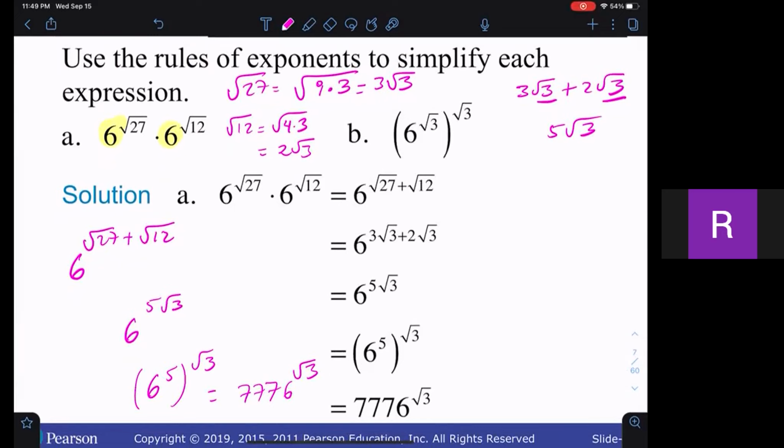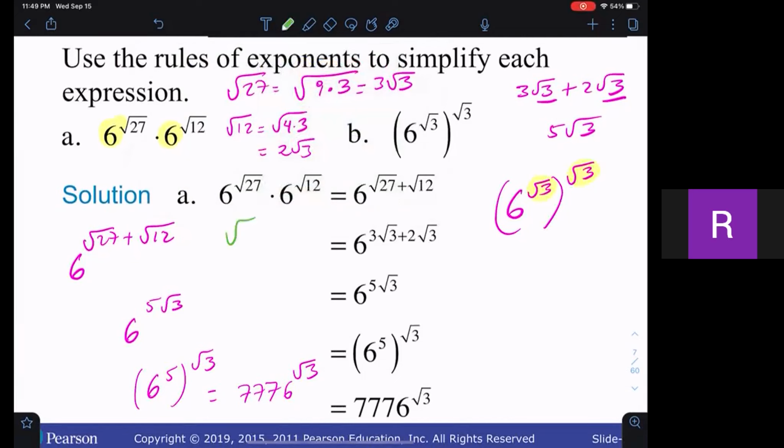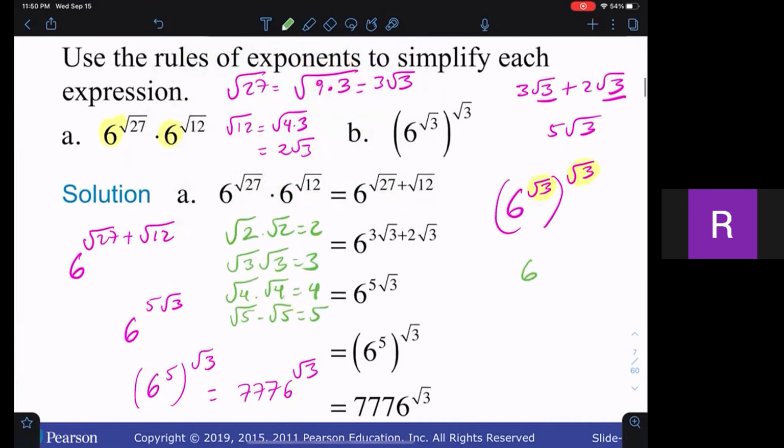Okay, so here, 6 to the square root of 3 to the square root of 3. So you just multiply these two together, right? And I mentioned to you many times, if you have root 2 times root 2, that's just a number. Root 3 times root 3, that's just a number. Root 4, as long as they're real, that's just a number. 5 times root 5, that's just a number, right? So that's going to be what? Just 6 times 3, right? And that's going to be 216.